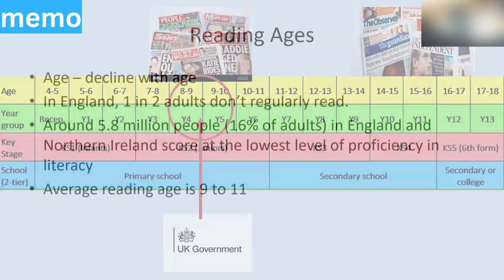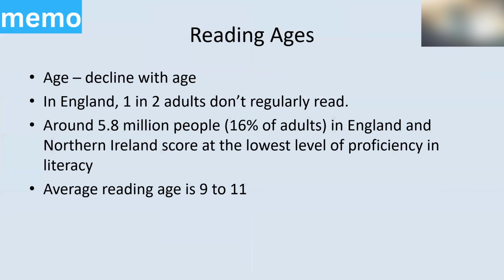Okay. So in terms of reading ages, this is what we know. They decline with age. 1 in 2 adults don't regularly read, which will also push down reading ages. So they may leave school with a reading age of 17, but if they are not regularly reading as an adult, that goes backwards and they will go down. Around 16% of adults in England and Northern Ireland score at the lowest level of proficiency in literacy. 16%, that's huge. And the average reading age is 9 to 11. So some quite shocking statistics here, and things that we definitely need to bear in mind when we are creating public-facing documents and texts.